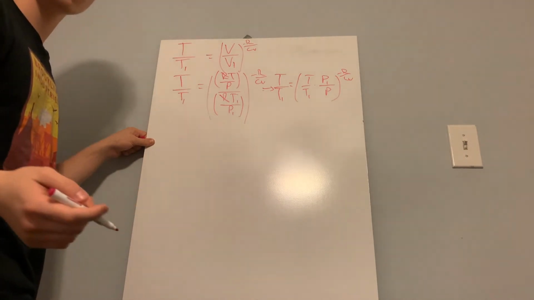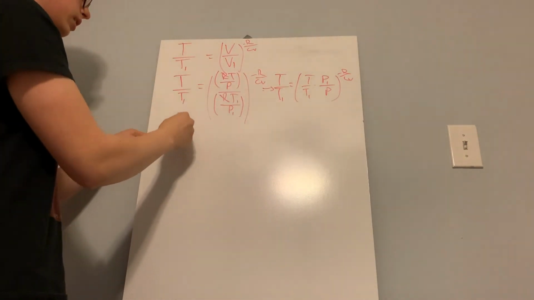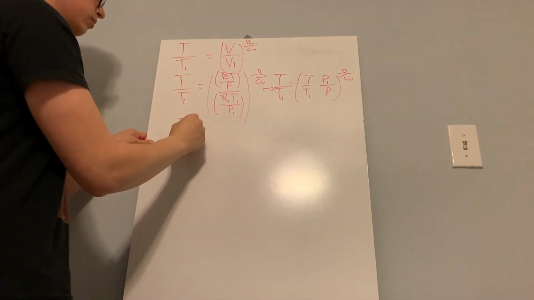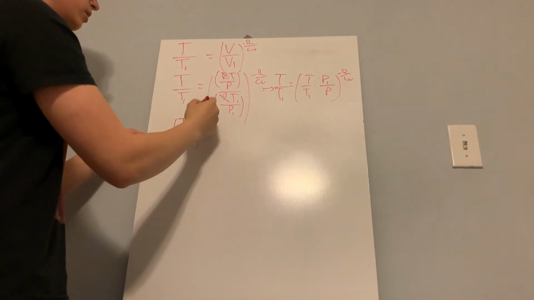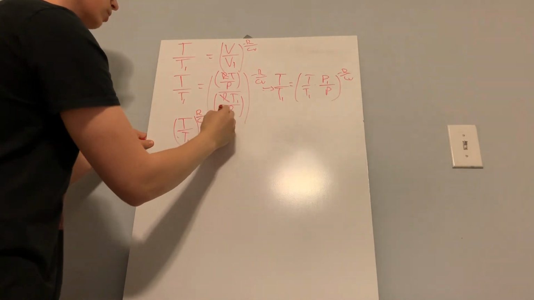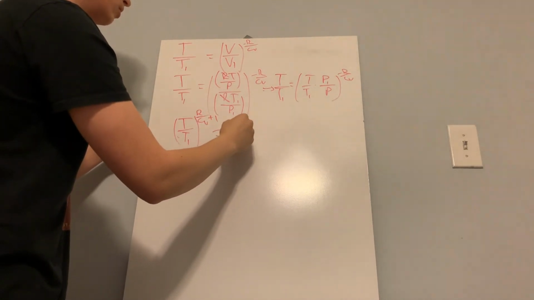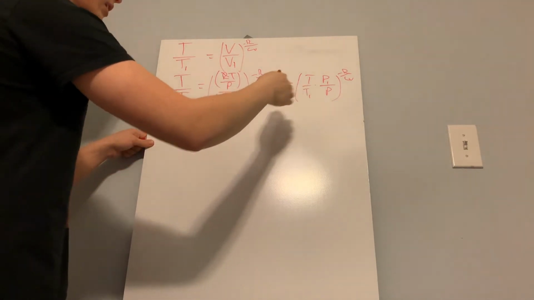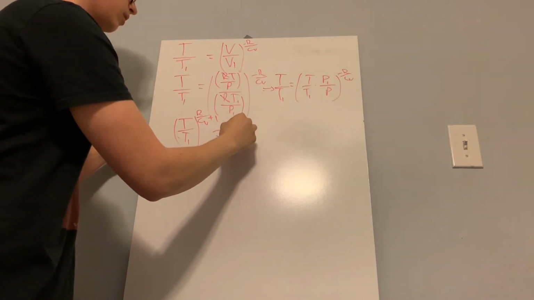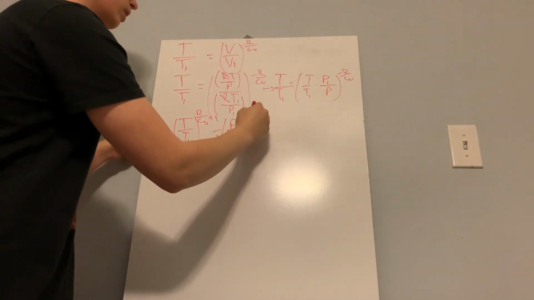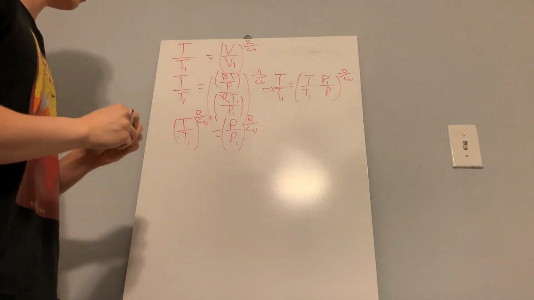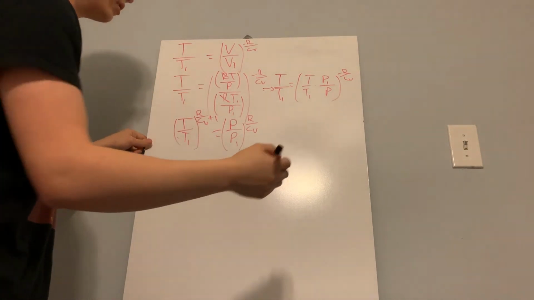Now combining like terms to get T over to the left side, we have T over T1, and now that is raised to R over Cv plus 1, and that is equal to, well, we're going to flip the second term so that we can get rid of the negative in the exponent. So that is P over P1 to the power R over Cv. And now we can make this exponent a lot easier for us to understand.